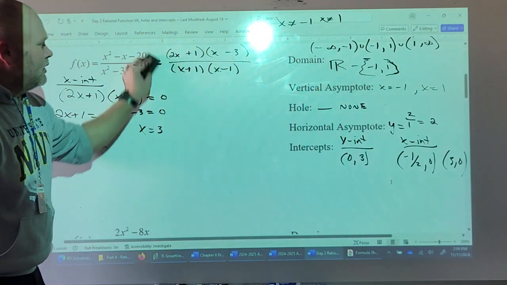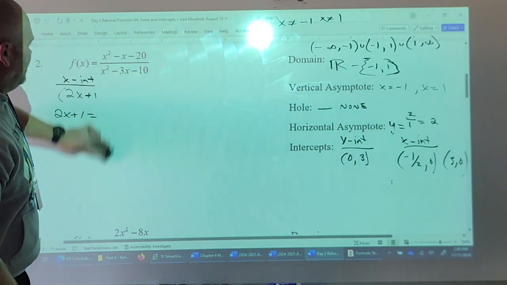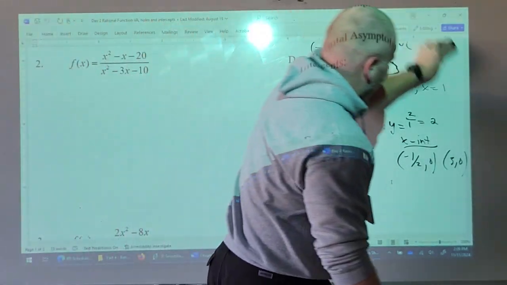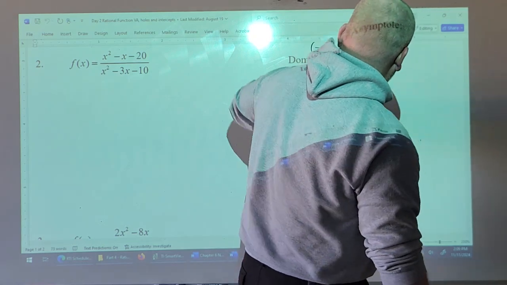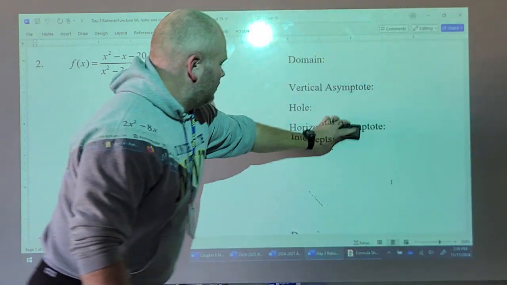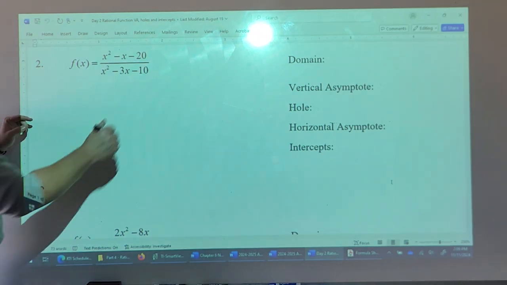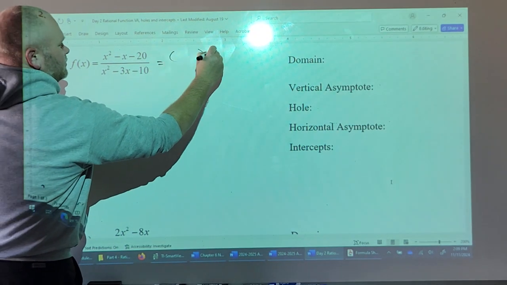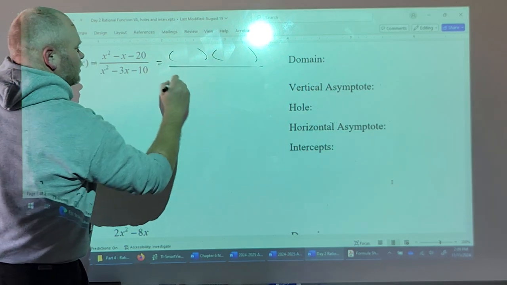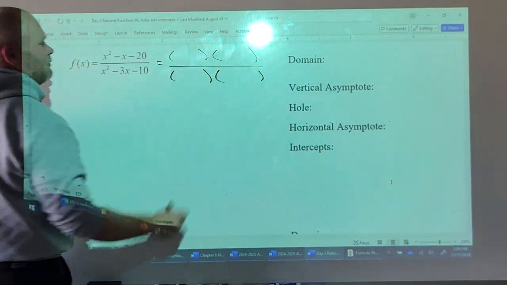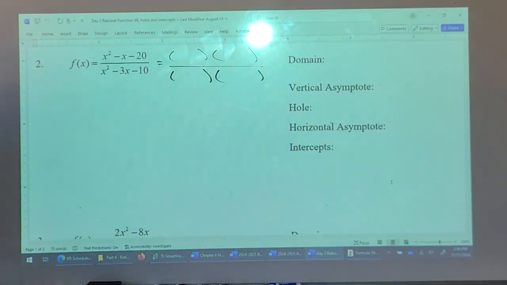Okay, second one, I'm going to go in order for this one, and then we're going to jump for the next example. Okay, so for this one, again, start with factoring, if we can factor it. So if you want to pause the video and factor it, great. If not, I'll just go through it.